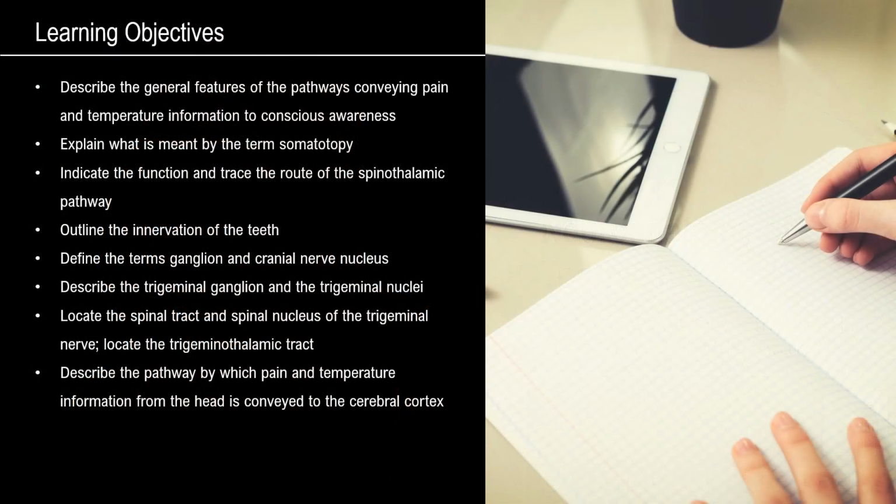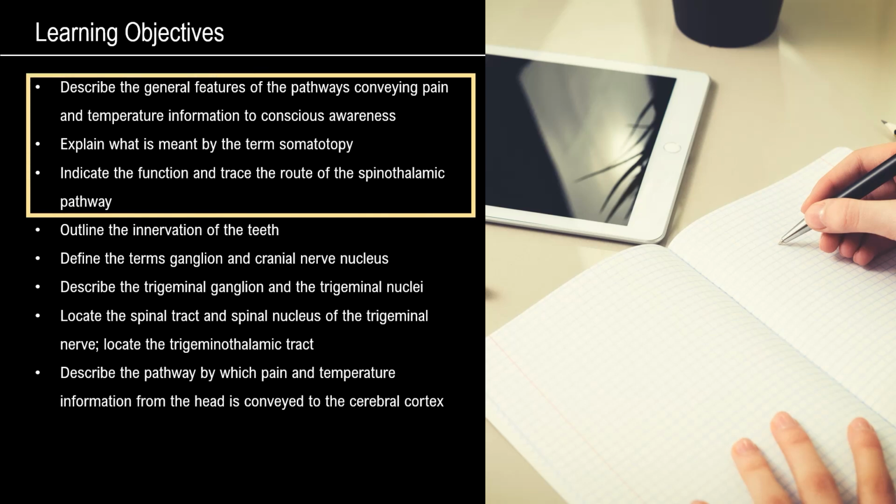After this lecture and any necessary further study, you should be able to describe the general features of the pathway conveying pain and temperature information to conscious awareness, explain what is meant by the term somatotopy, indicate the function and trace the route of the spinothalamic pathway, outline the innervation of the teeth, define the terms ganglion and cranial nerve nucleus, describe the trigeminal ganglion and the trigeminal nuclei, locate the spinal tract and the spinal nucleus of the trigeminal nerve, and locate the trigeminothalamic tract. Describe the pathway by which pain and temperature information from the head is conveyed to the cerebral cortex.